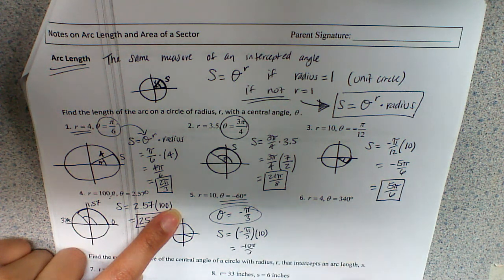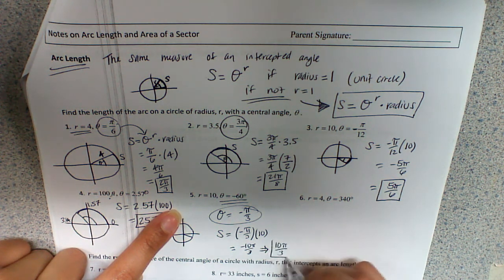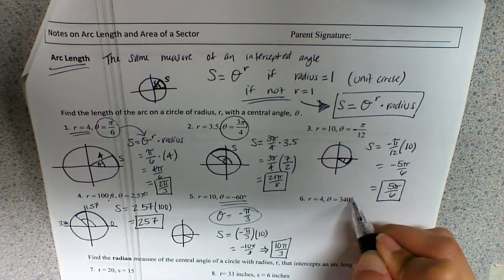But again, what's the problem? Yeah, so the problem is the negative sign. So again, we're going to have to take the absolute value, and we're going to say that our arc length is actually positive 10 pi over 3. So there's that. All right, number 6, again, you have a degree.